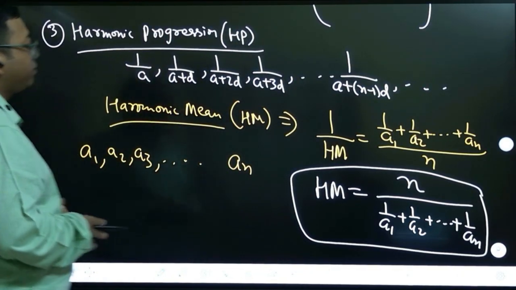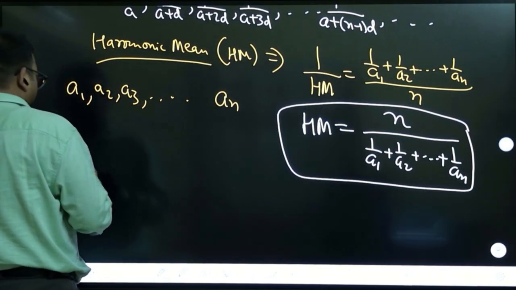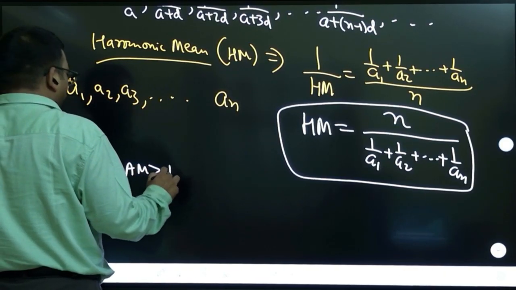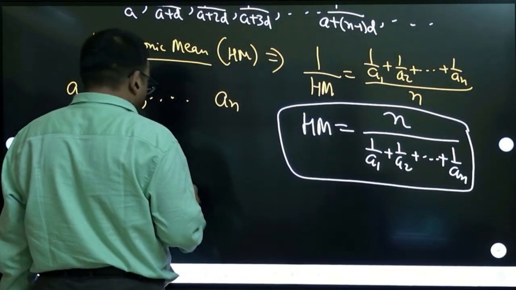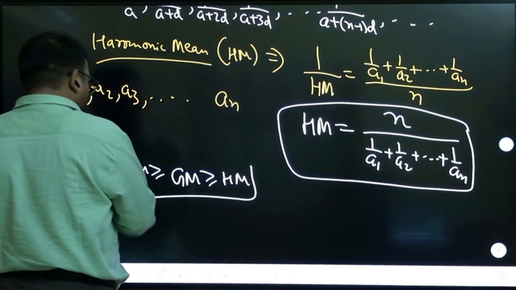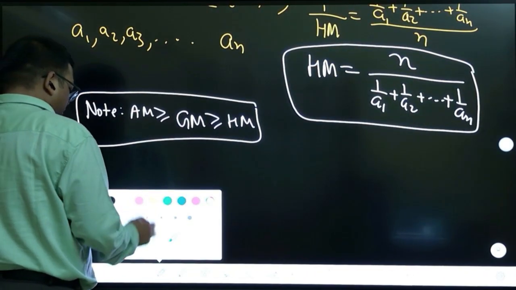So we can define all this. Now there is an important point to note: AM is greater than or equal to GM, which is greater than or equal to HM. You can check that. Let us take two numbers and check.